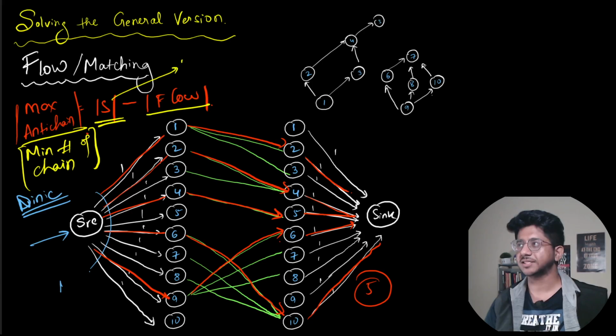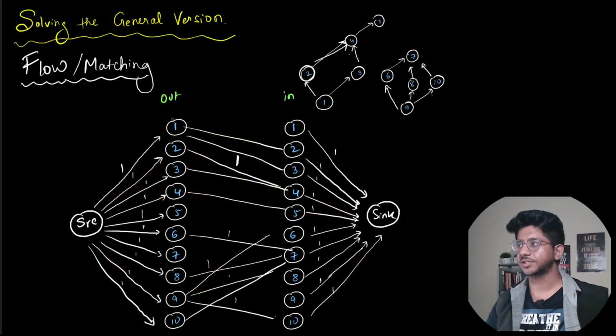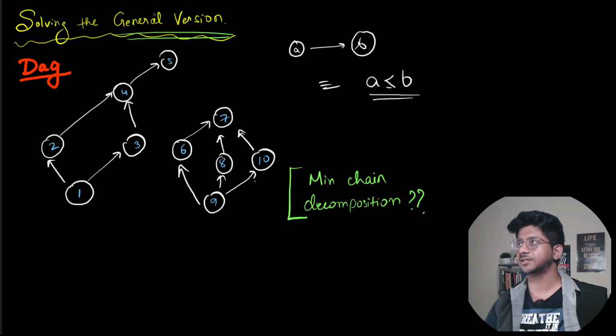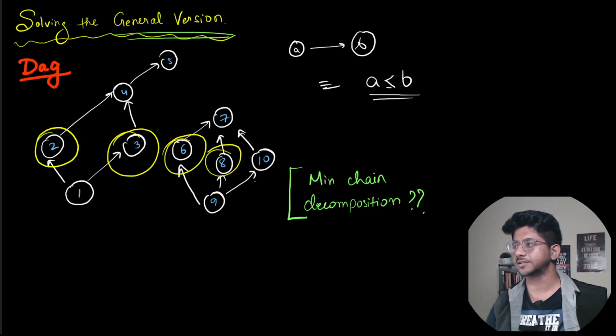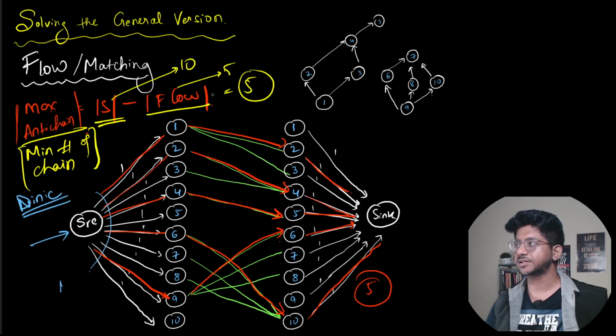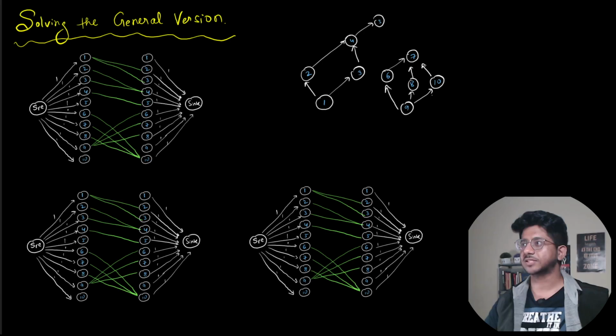Number of elements in the set is 10 in this case, the flow we got is 5, so the answer is 5, which is correct. We did discuss that the final answer in this case was actually 5, since we had these 5 elements in the same maximum anti-chain. So the answer is 5. But why exactly is this true? So let's try to understand it with some examples, and I'm going to run different versions over here.